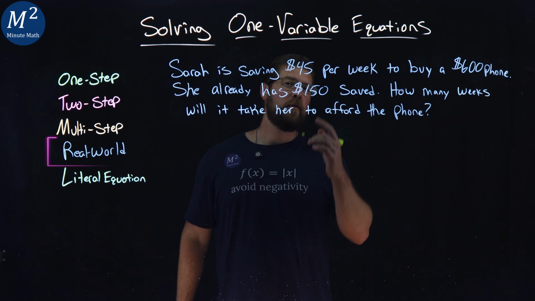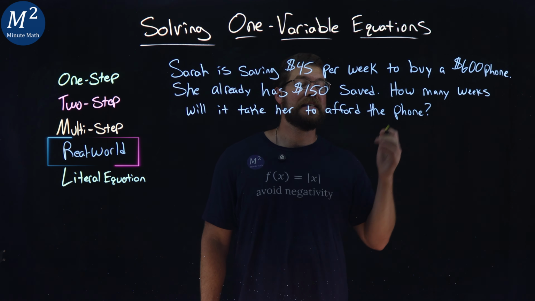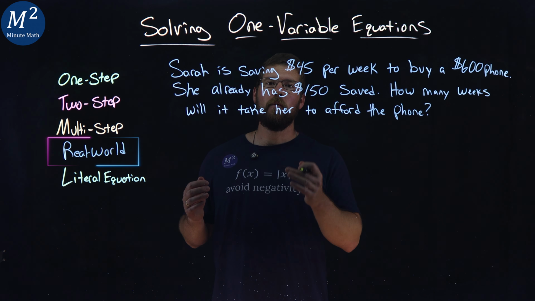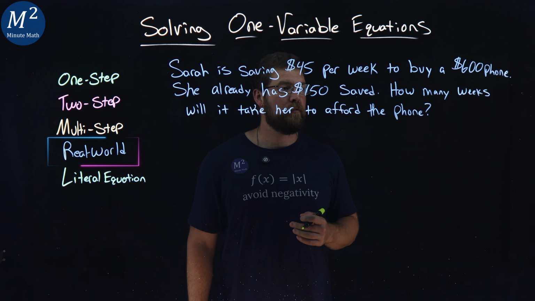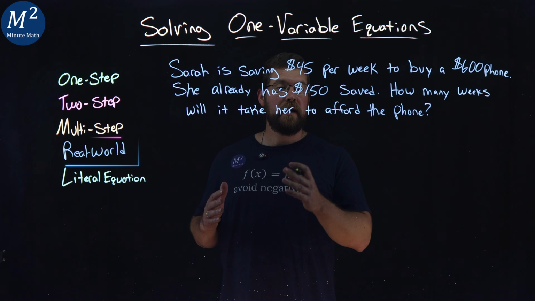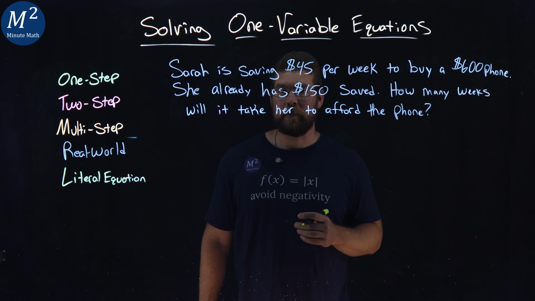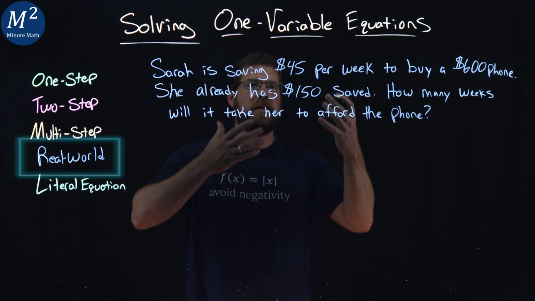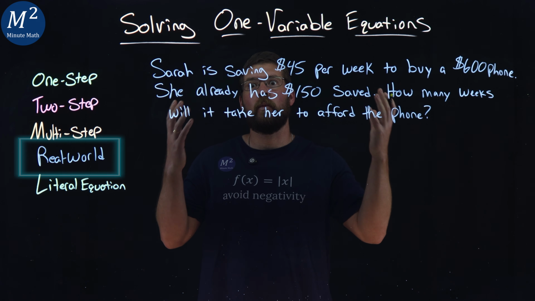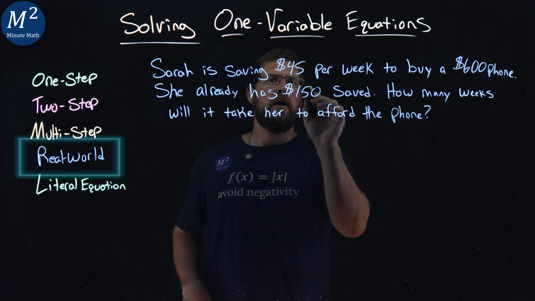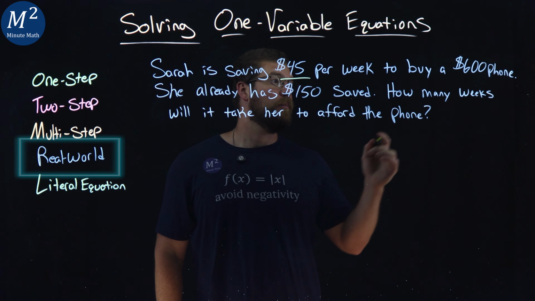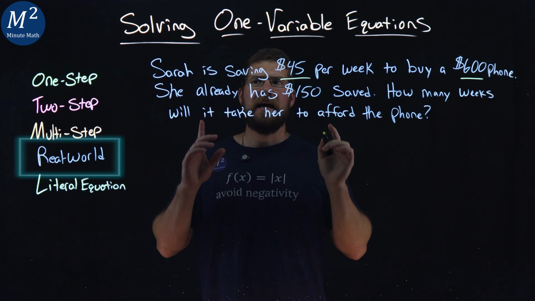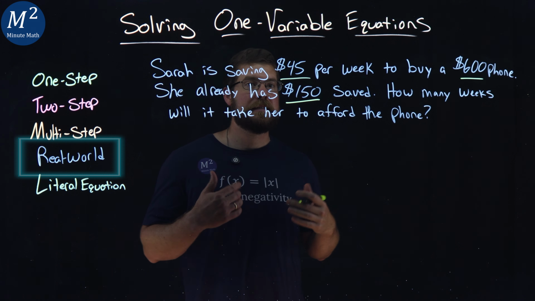Sarah is saving $45 per week to buy a $600 phone. She already has $150 saved. How many weeks will it take her to afford the phone? We want to make an equation here from the information that's given in our real-world problem here. We know we have $45 per week to buy a $600 phone, and she already has $150 saved.